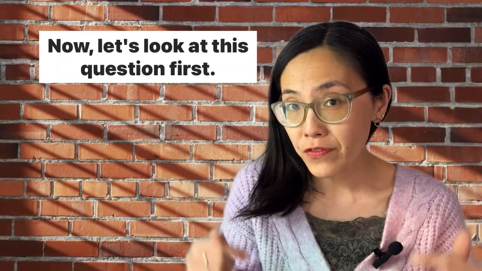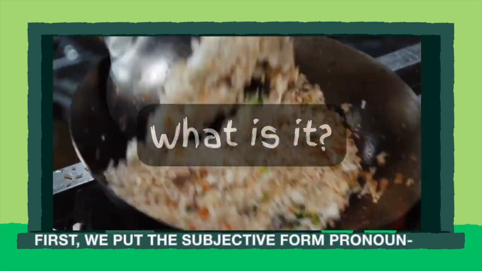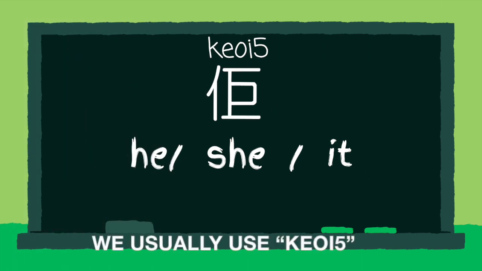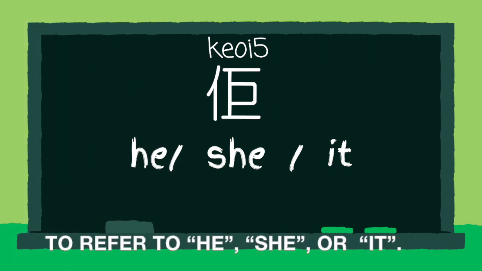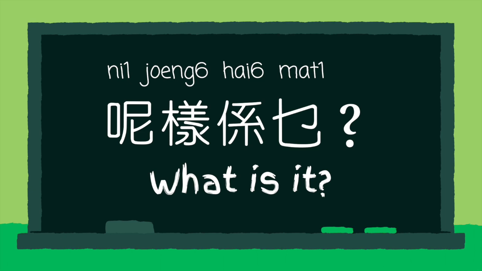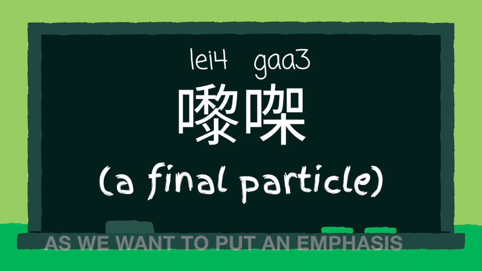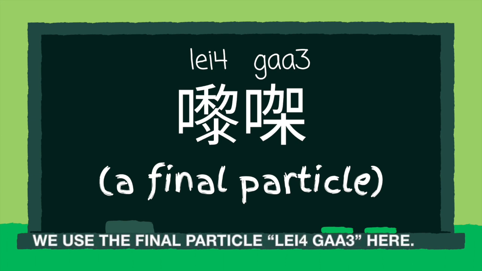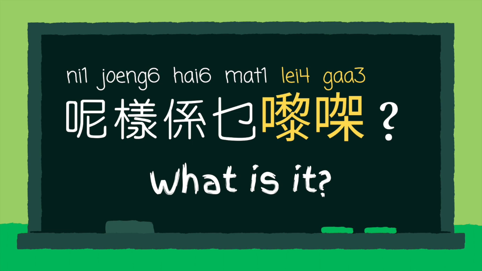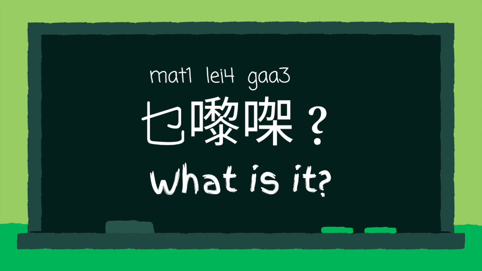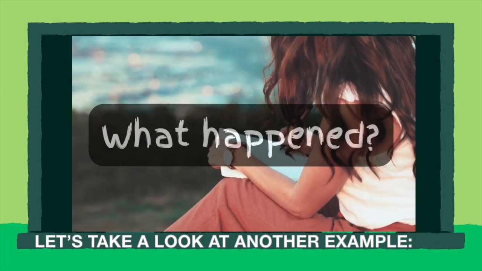Now, let's look at this question first. What is it? First, we put the subjective form pronoun, it, at the front. We usually use 佢 to refer to he, she, or it. But in this context, we would say 呢樣係乜? As we want to put an emphasis on our curiosity, with an expectation on an explanation, we use the final particle 嚟㗎 here. 呢樣係乜嚟㗎? In Cantonese, it's common to omit the pronoun, so you could simply ask 乜嚟㗎? Let's take a look at another example.